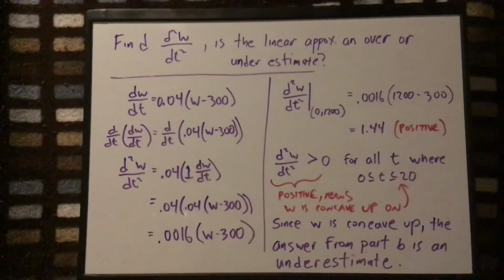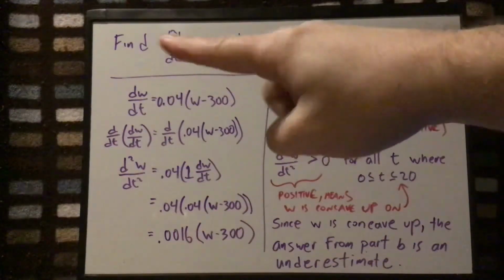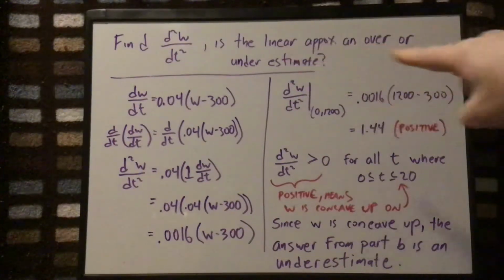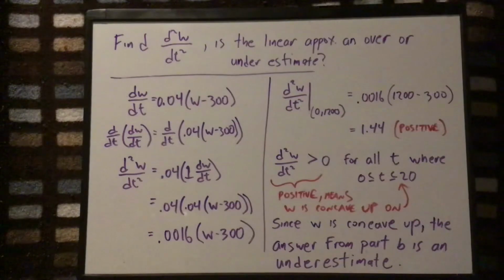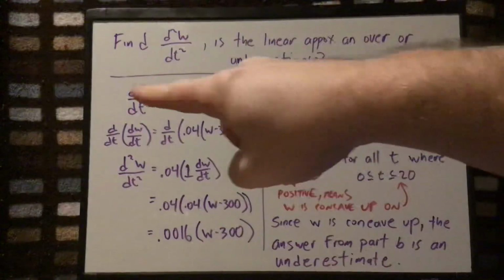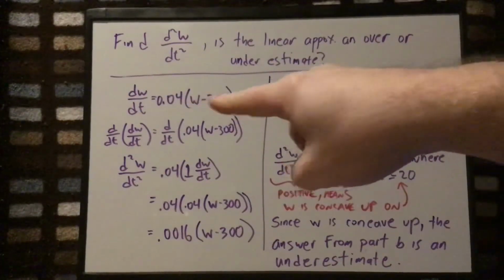So I reformulated the problem up top, so hopefully you don't have to keep going back and forth in the video. It wants me to find the second derivative and tell whether my part B answer was over or under the real value. So finding the second derivative shouldn't be that bad because they gave me the first derivative. You just have to kind of follow this notation. So I have the first derivative in terms of W.